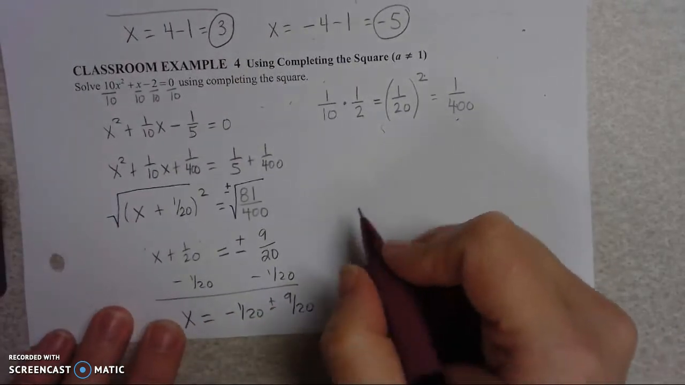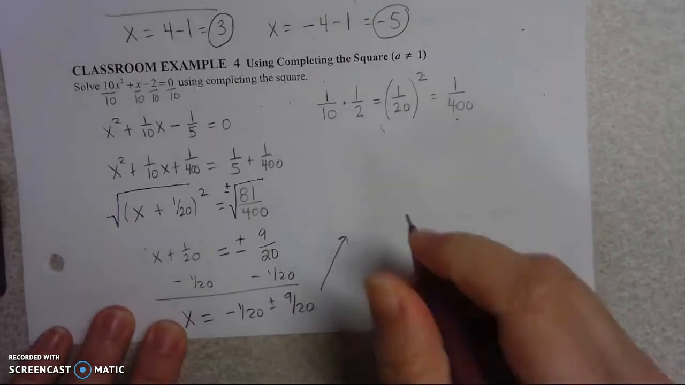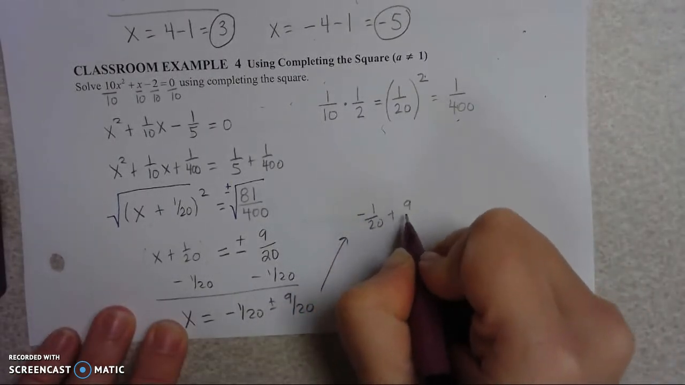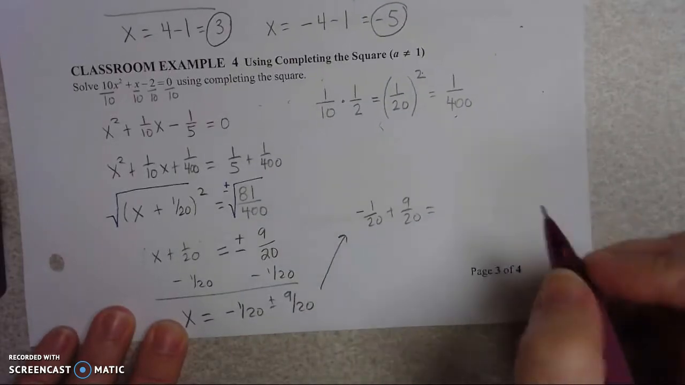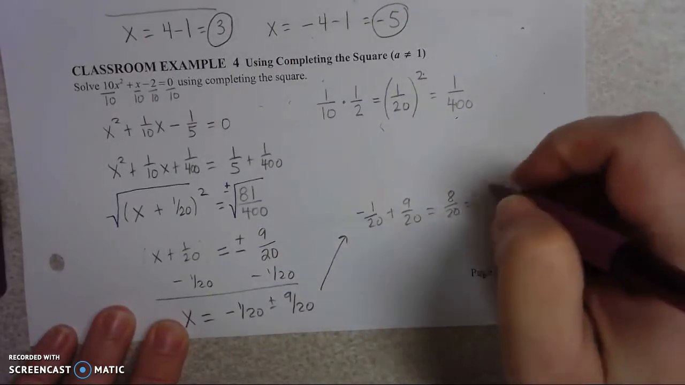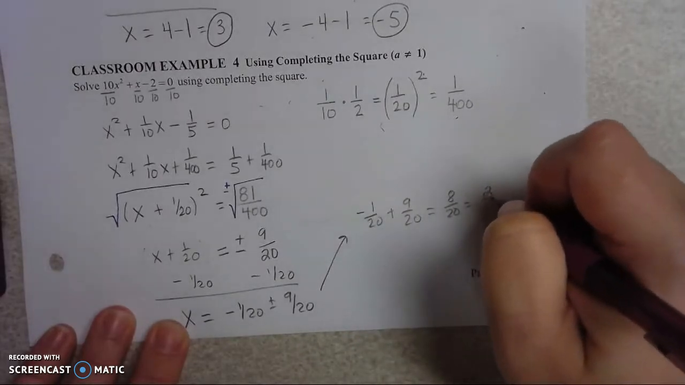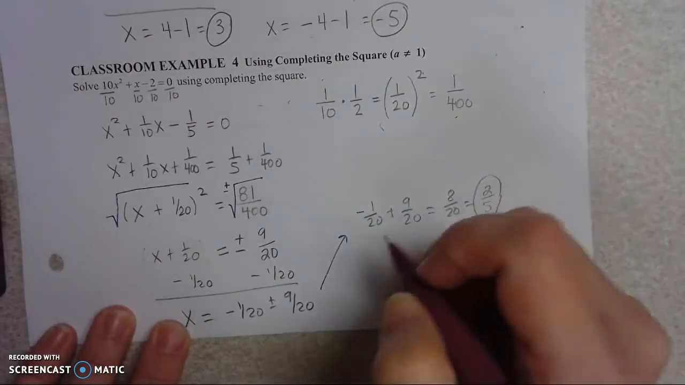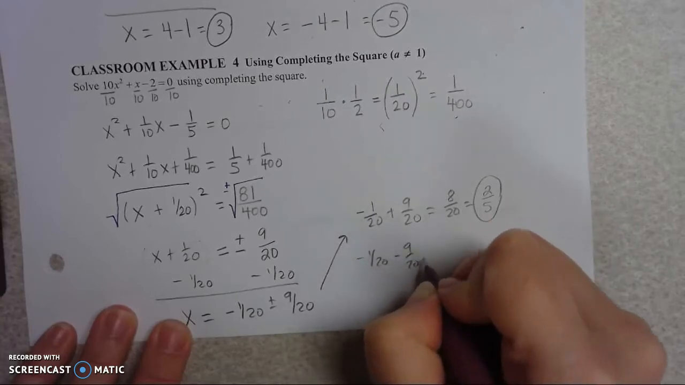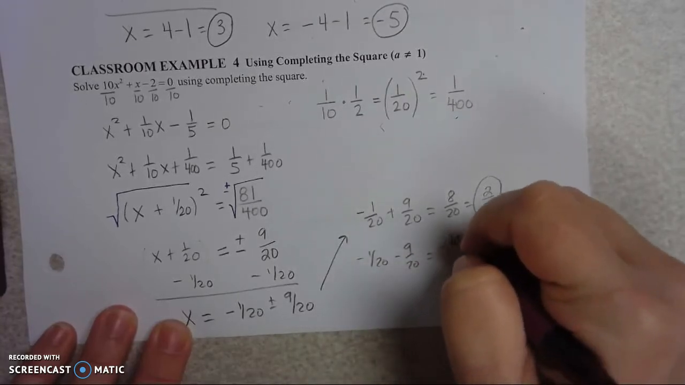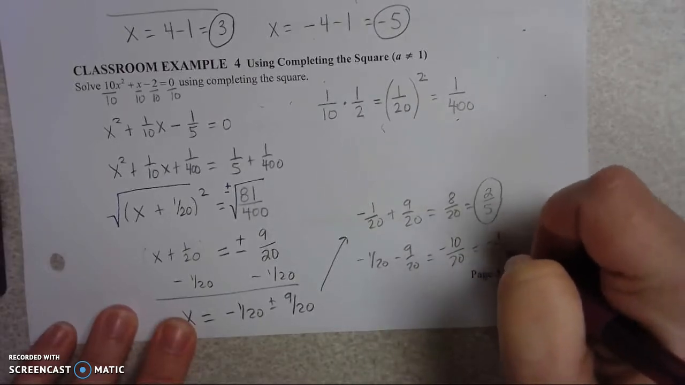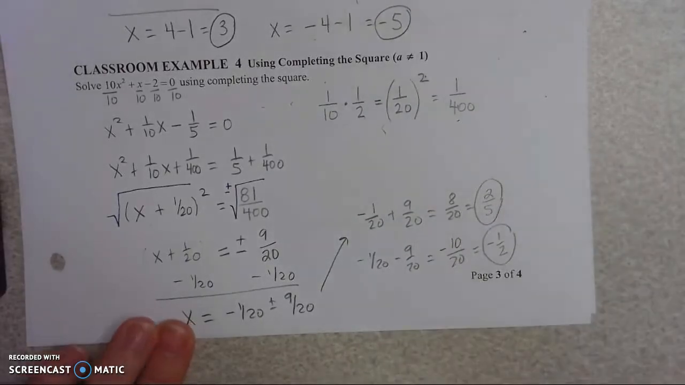And then I can put those together. So we'll have negative 1/20 plus 9/20 would give me 8/20, which will simplify, both divisible by 4, to 2/5. And then we have negative 1/20 minus 9/20 will be negative 10/20, which will simplify to negative 1/2.